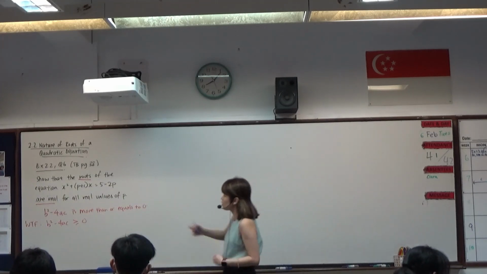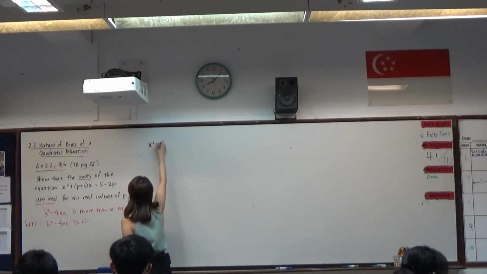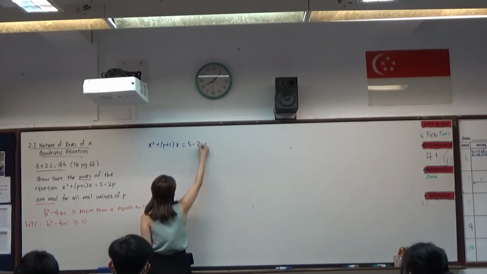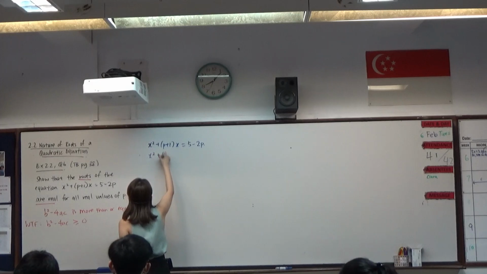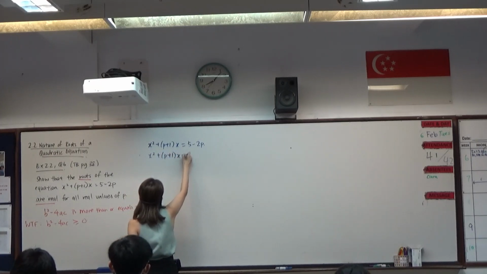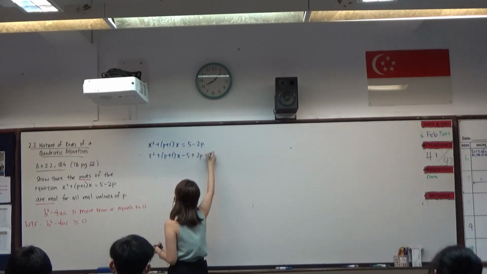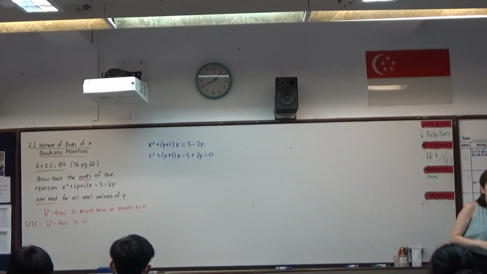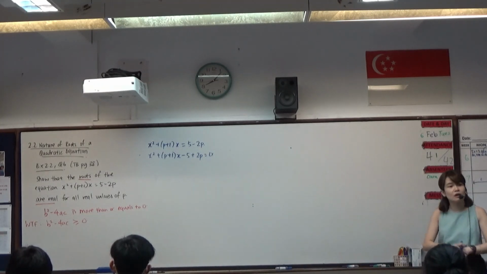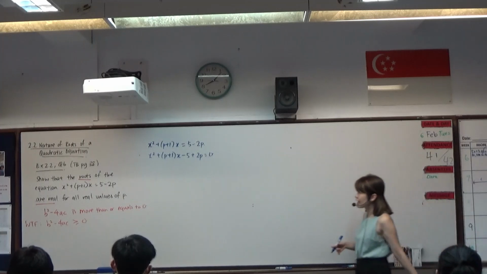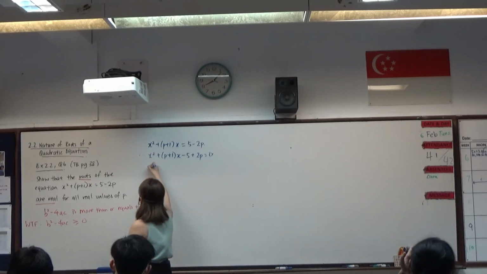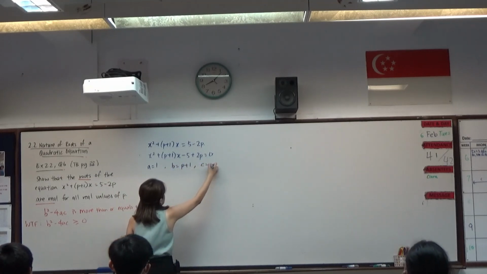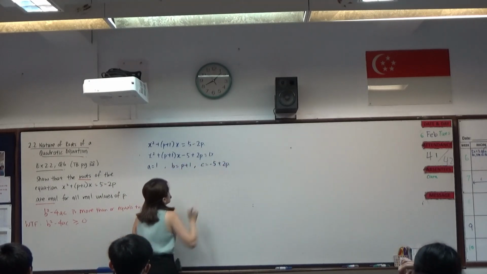We have the quadratic equation, right? So we will arrange it into the typical standard quadratic form by placing everything onto the left. So we can see very clearly what is the coefficient of x squared, coefficient of x, as well as the constant term, whereby a is 1, b is p plus 1, c is negative 5 plus 2p.